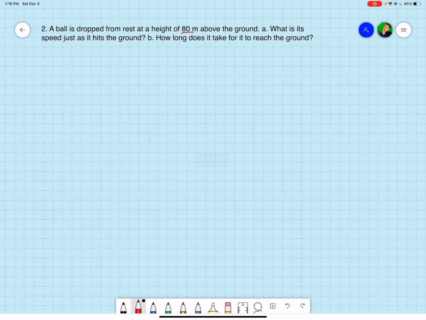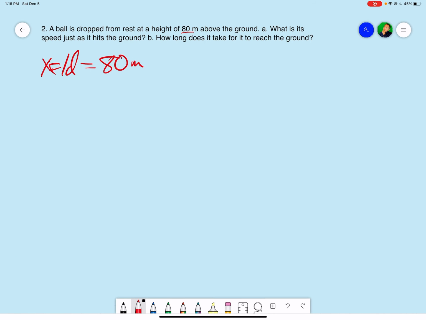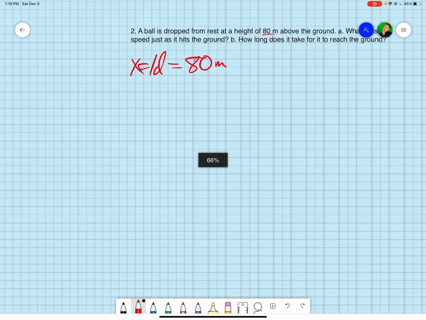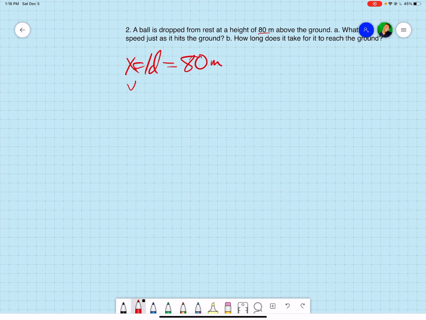So the first one I do is, all right, I'm given an XF or D. And again, you might be just given displacement. You might just be using the letter D. I use XF, so tough. I give you both. It goes 80 meters down. We need to know the velocity, so I need to know V equals question mark. That's final velocity. It dropped from rest, so the initial velocity is 0. And of course, we know gravity is always negative 9.8.